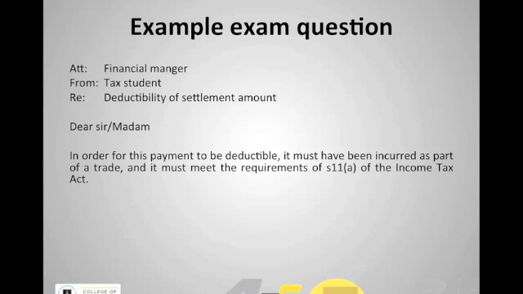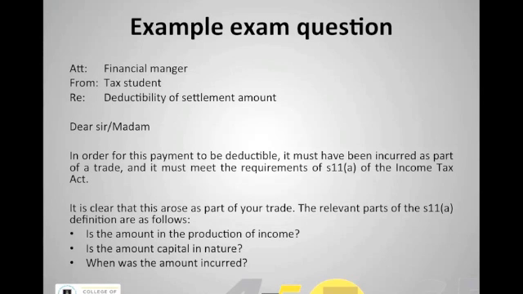Once you've identified the section, you need to identify what are the issues that are to be debated. Some things are clearly met and some things there's less certainty. So it is clear that the amount arose as part of your trade. We're not even going to debate that. The relevant parts of the Section 11A definition are as follows. Is the amount in the production of income? Is the amount capital in nature? And when was the amount incurred?